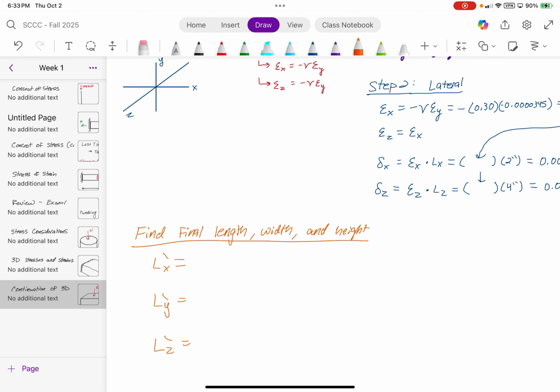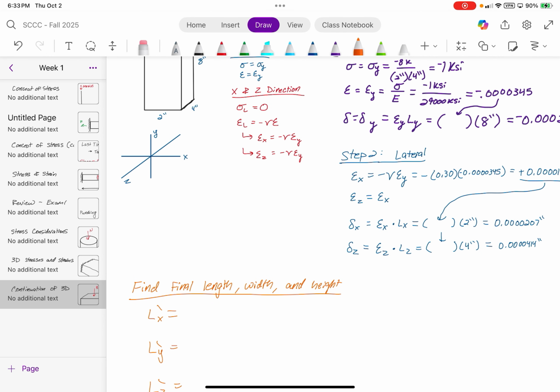The final length in the x direction, you would agree with me, would be the original length in the x direction, which was 2 inches, plus that delta x. Would you guys agree with me on that? Which is going to be, again, a very small value: 2.0000207 inches.